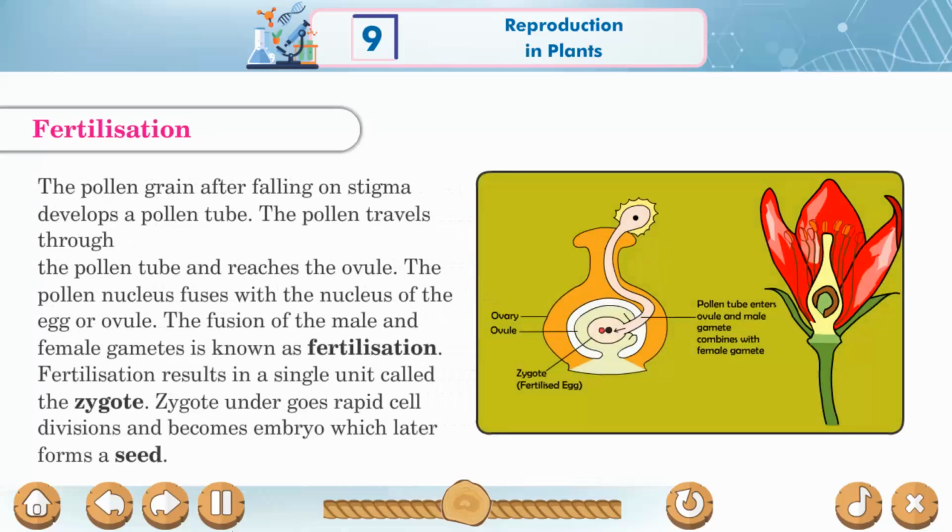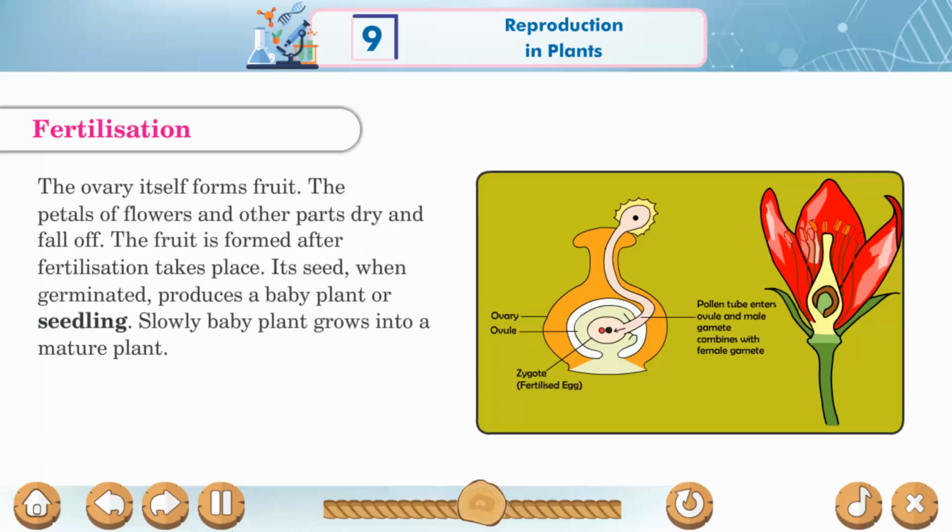Fertilization. The pollen grains after falling on the stigma develop a pollen tube. The pollen travels through the pollen tube and reaches the ovule. The pollen nucleus fuses with the nucleus of the egg or ovule. The fusion of the male and female gametes is known as fertilization. Fertilization results in a single unit called the zygote. Zygote undergoes rapid cell divisions and becomes an embryo which later forms a seed. The ovary itself forms fruit.